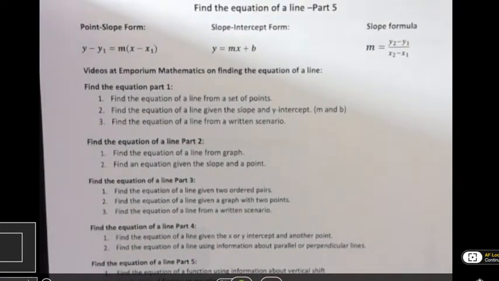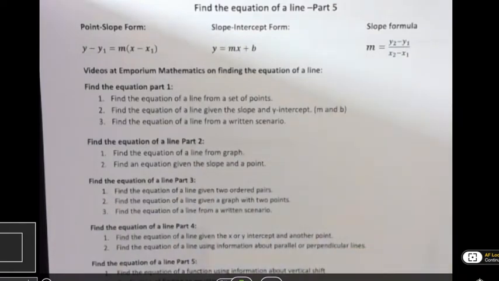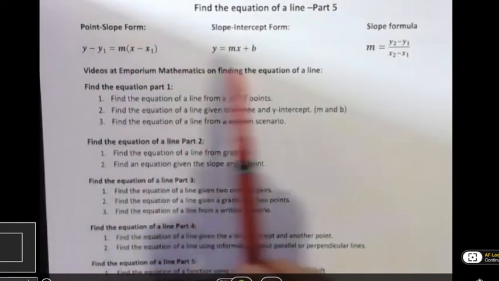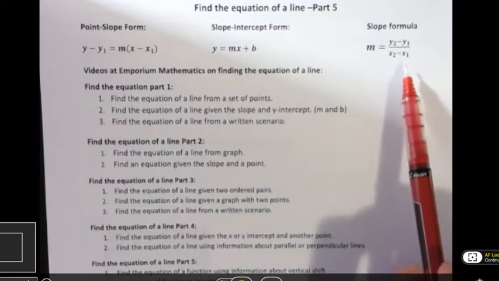Hello, I'm Carly McAvoy. Today I'm talking about finding the equation of a line, and this is the fifth part in this series, and you can see all the different videos that we did before. At the top are the formulas that you might need as you go through this: the point-slope formula, the slope-intercept form, and the slope formula.